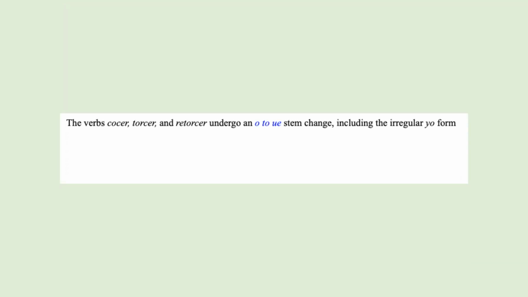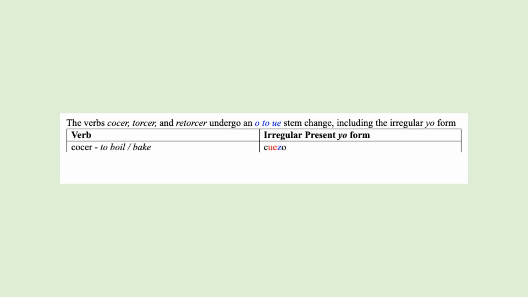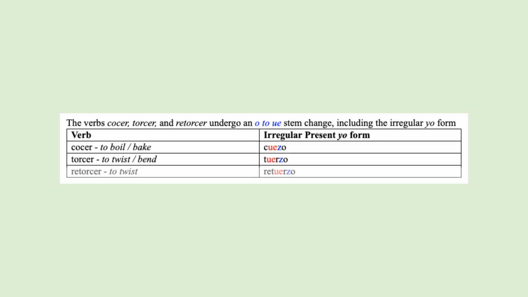The verbs coser, torcer, and retorcer are O to UE stem change verbs, which also follow this first person singular spell change. Cuezo, tuerzo, retuerzo.